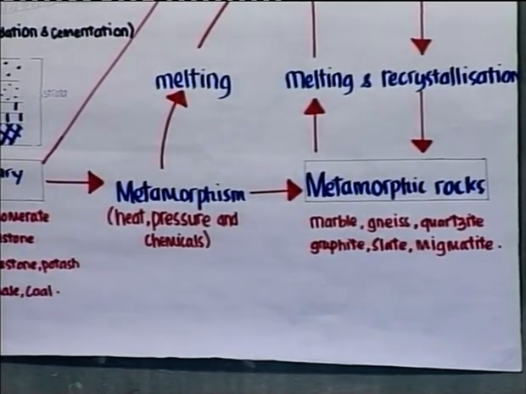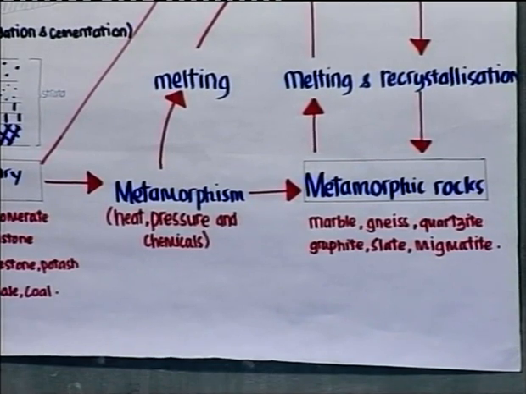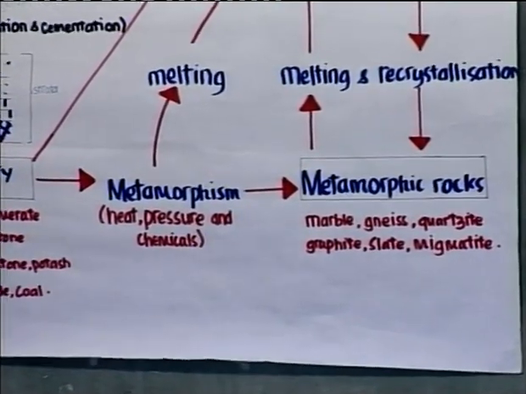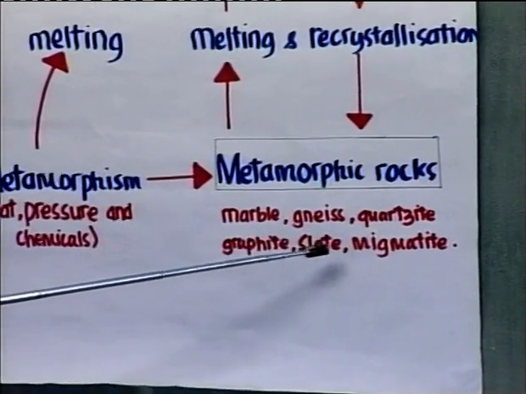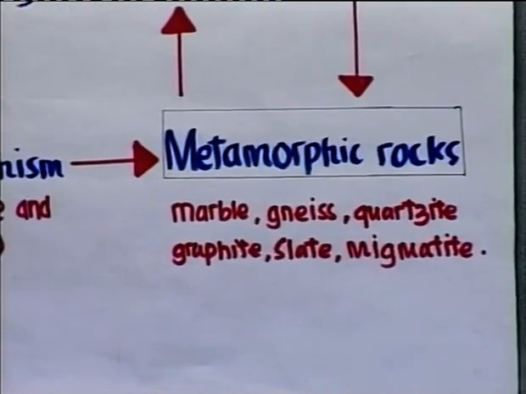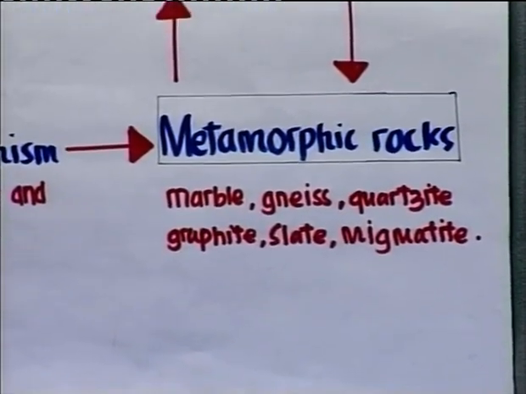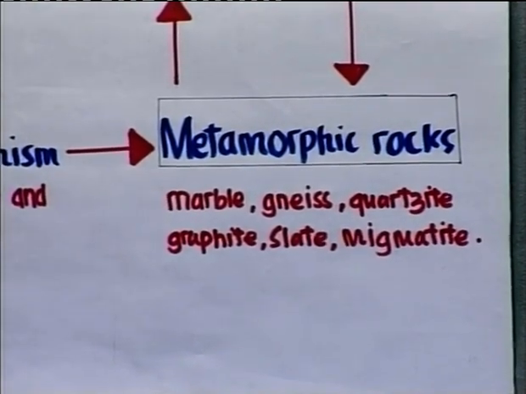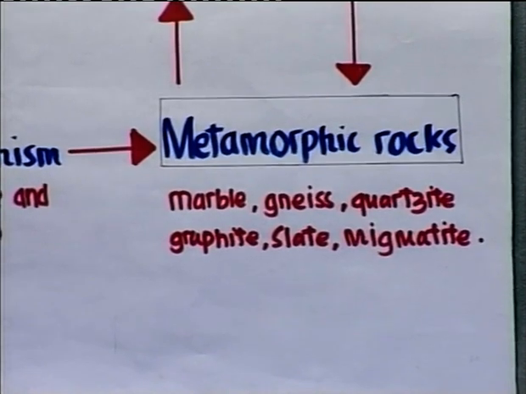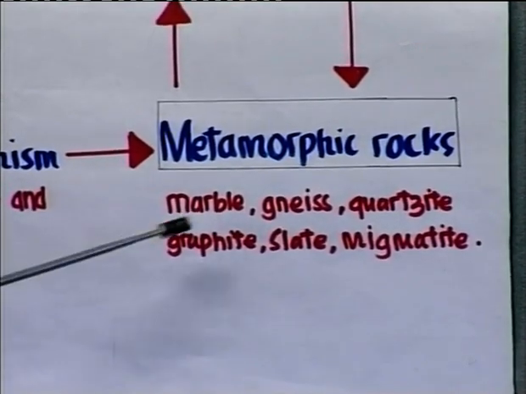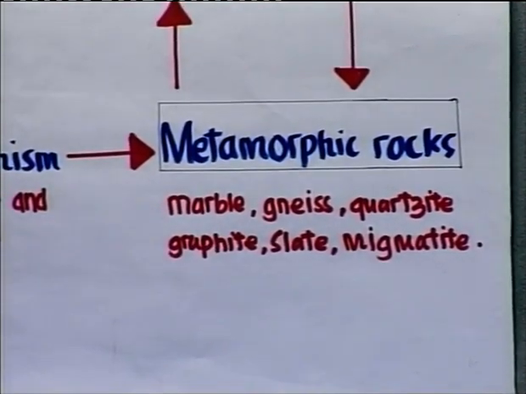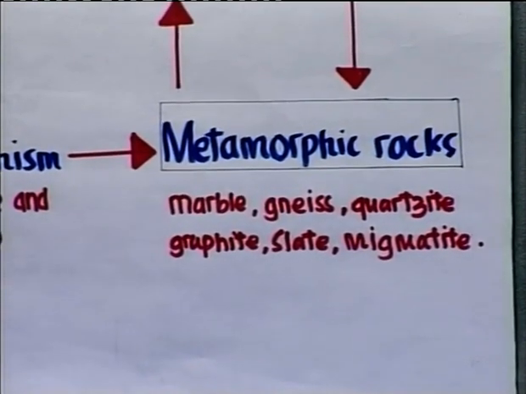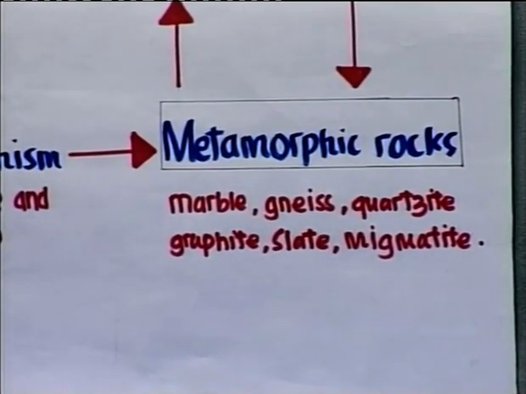Marble here is formed from limestone. Mudstone is formed from gneiss. Gneiss, also from gneiss, migmatite is formed. Graphite is formed from sandstone. Okay, that's it.